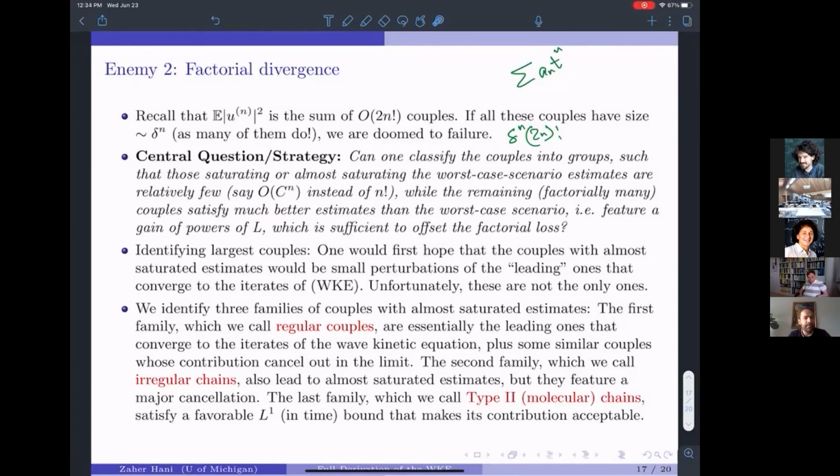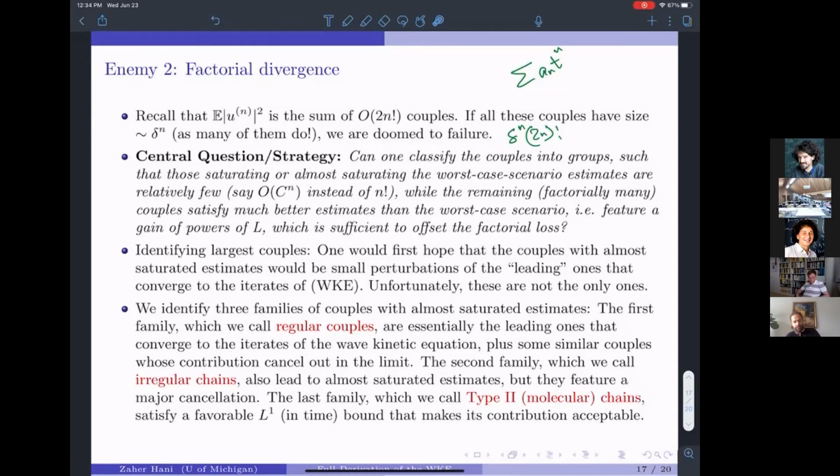So the first step in this strategy is to identify those largest couples. What are those largest couples? Of course, when you start working on the problem, the first hope is that those are exactly the leading couples that give you the kinetic approximations, that converge to the iterates of the kinetic equation.